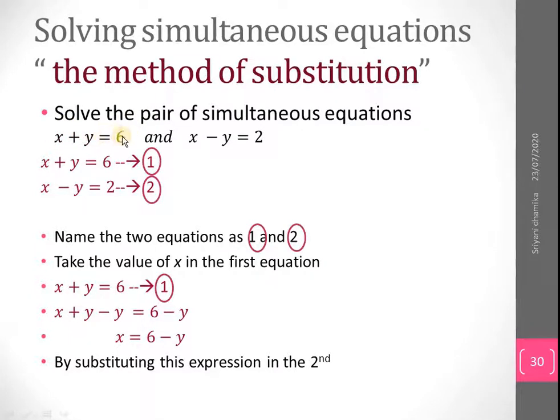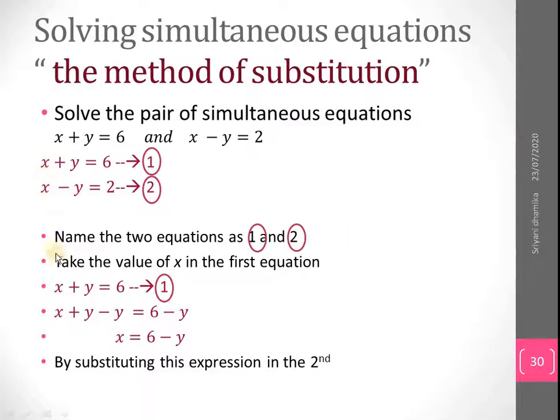We are given a pair of simultaneous equations like this: x plus y equals 6 and x minus y equals 2. First we have to name these equations. I have named this the first equation, and you should write this inside a small circle. Here the second equation, x minus y equals 2, is the second equation. So the first step is to name the two equations as 1 and 2.